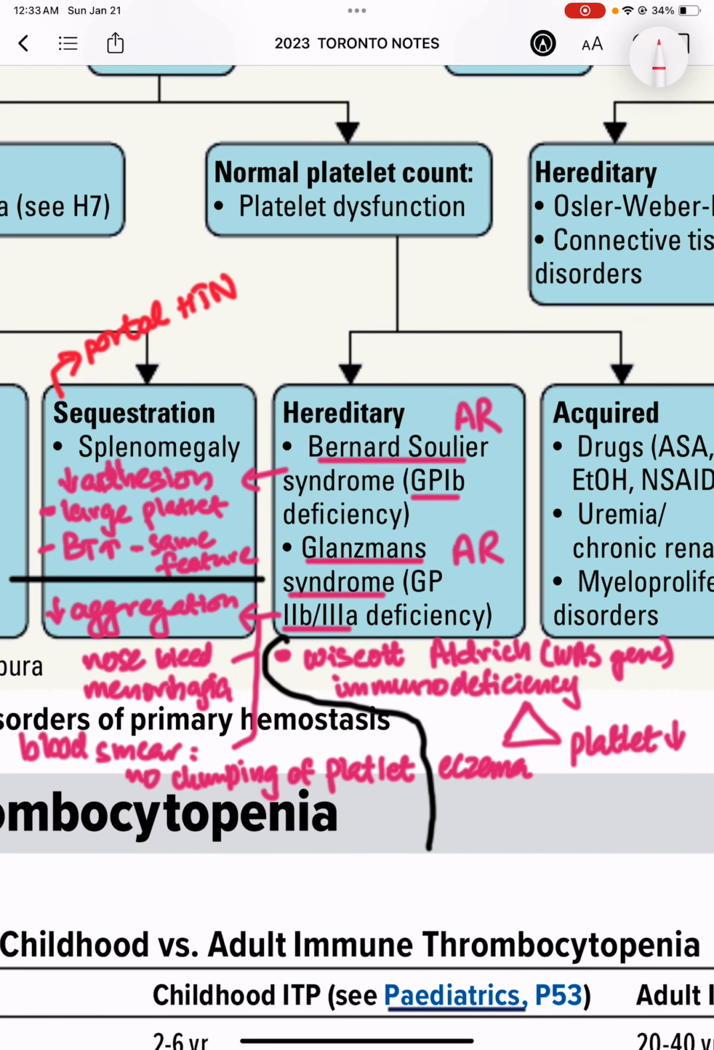The hereditary ones are Bernard-Soulier, which is an autosomal recessive syndrome. What happens in this one is there's a receptor on the platelets, glycoprotein 1b, which helps adhesion of the platelets with the von Willebrand factor, and then to the exposed endothelium. So in this syndrome, there is deficiency of glycoprotein 1b, which leads to low adhesion of platelets. In this scenario, we'll find large platelets.